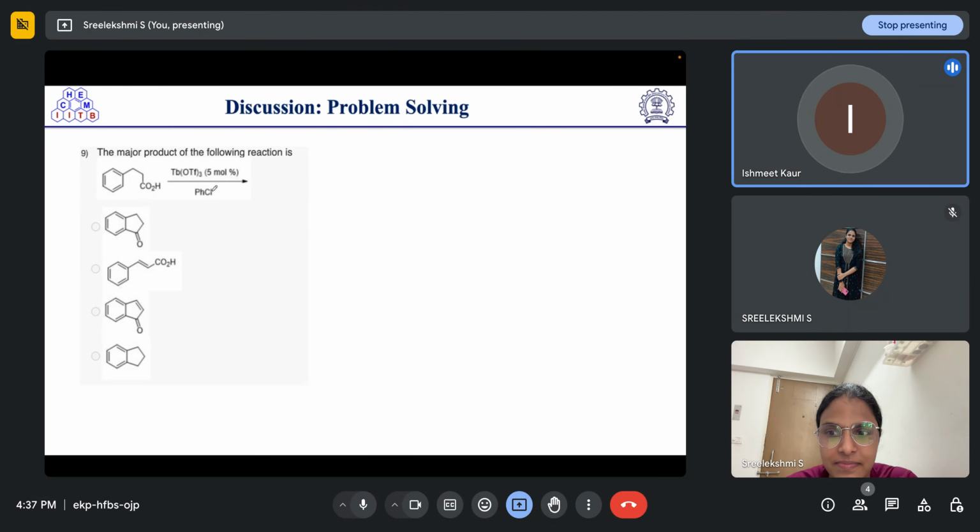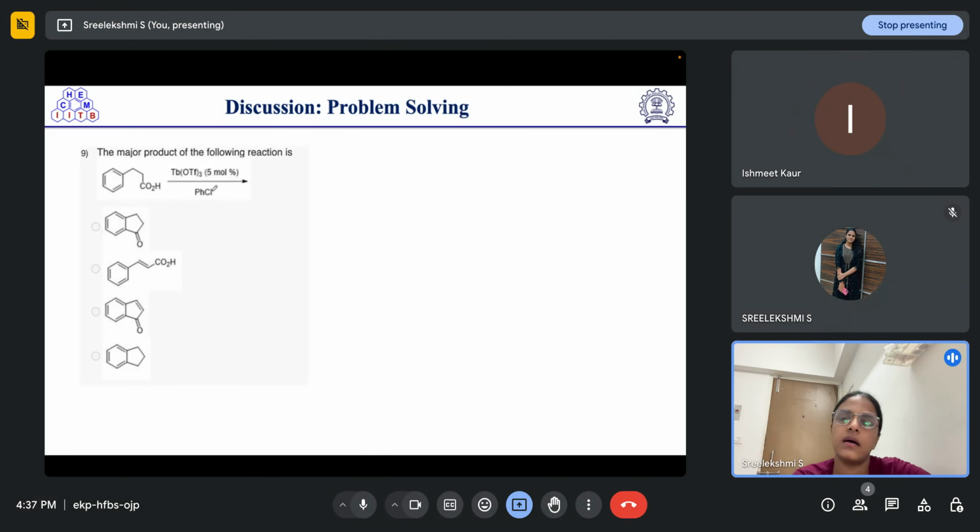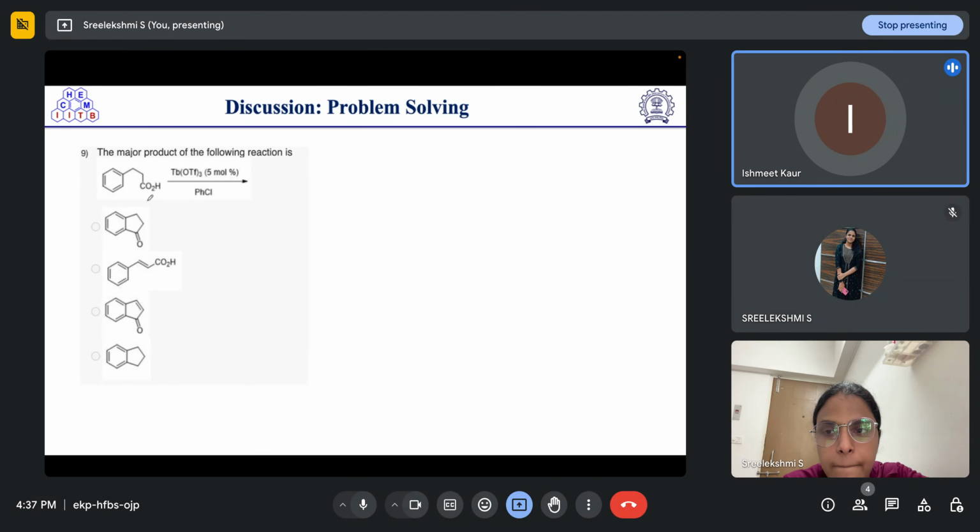Ma'am, is it option C? C. Okay, you can explain how you got C. Ma'am, this is the carboxylic acid where the Lewis acid will be getting coordinated with the oxygen, and the carbon will be more electrophilic in this case. Then this double bond will attack on this carbon like this. But how is this double bond forming?